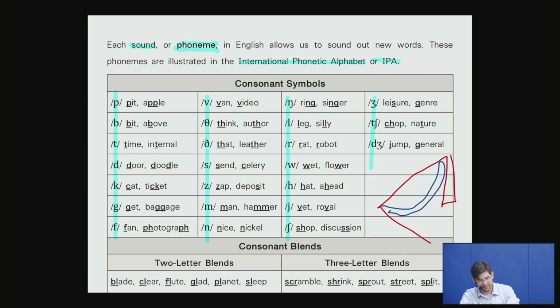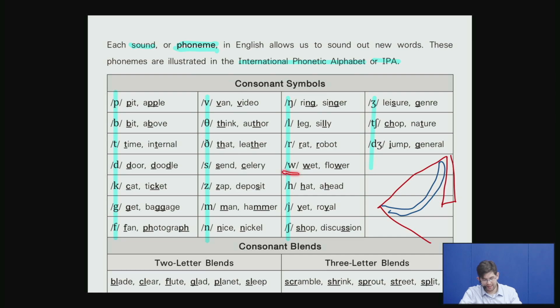Moving on to our next symbol, our R sound, our next phoneme, is R for rat, a big R sound. It rolls in your mouth. So rat and robot. Very similar to an L, except it doesn't touch the top of our mouth.